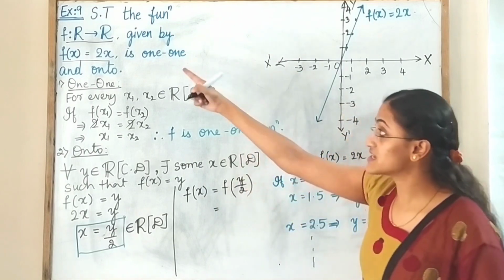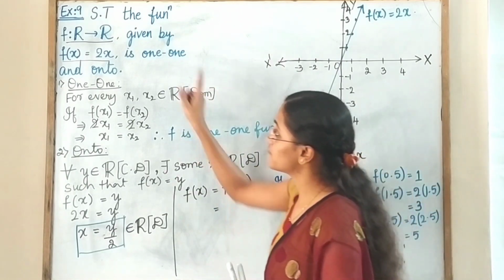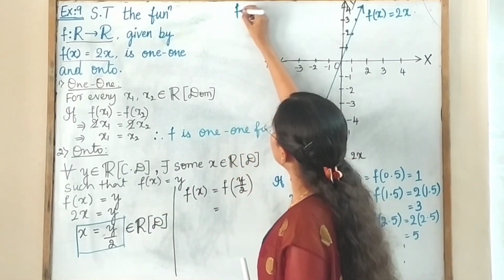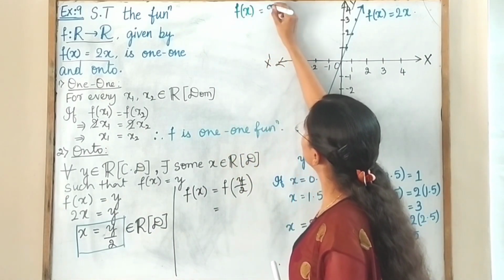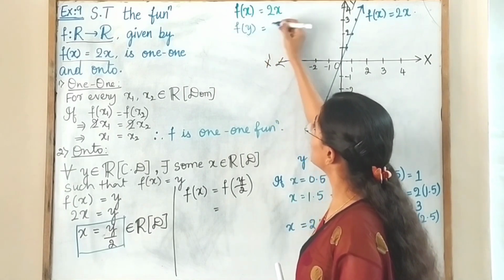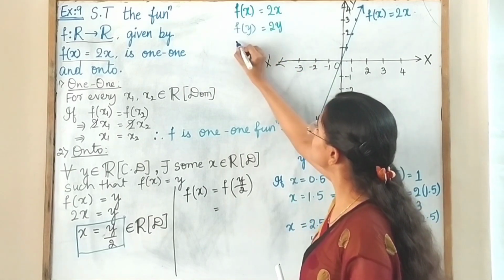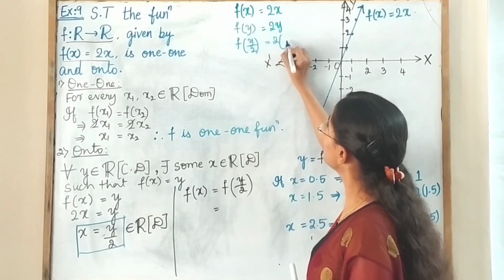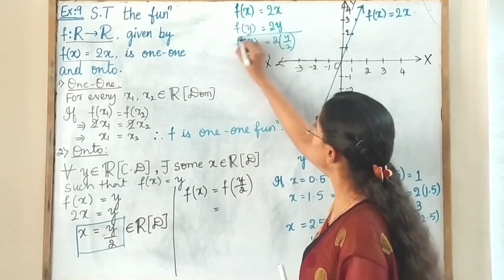Now according to the given function, what is the value of f of x? 2x, right? Now just look at this. If f of x is equal to 2x, what is the value of f of y? The value of f of y will be 2y. What is the value of f of y by 2? Which will be nothing but 2 into y by 2. You are clear with this, no?